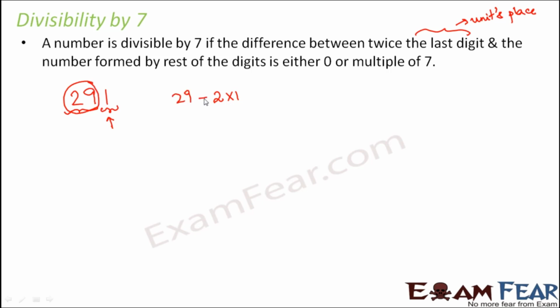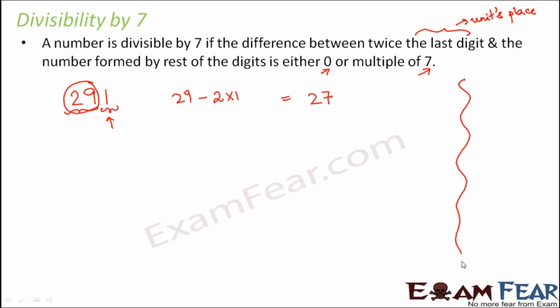So you have to find the difference between these two: 29 minus 2 into 1, that is, the remaining number minus twice the last digit. What is the difference in this case? It is 27. Now this difference, if it is either 0 or a multiple of 7, only in that case the number will be divisible by 7.